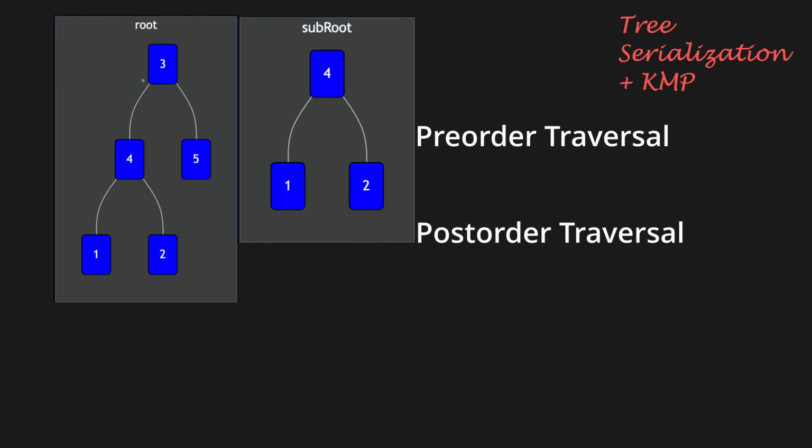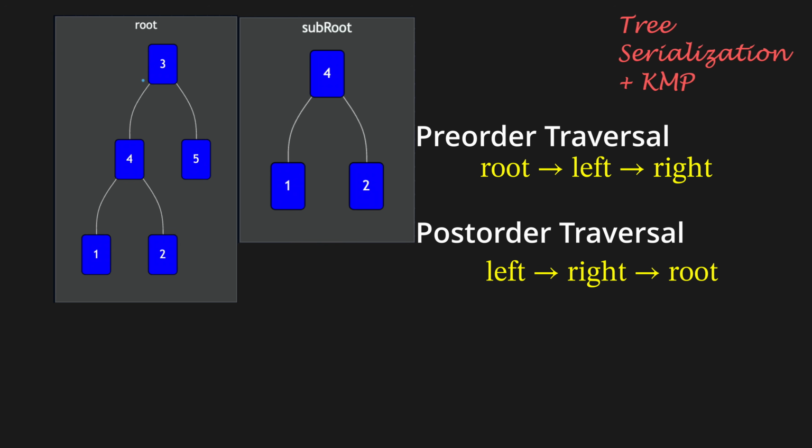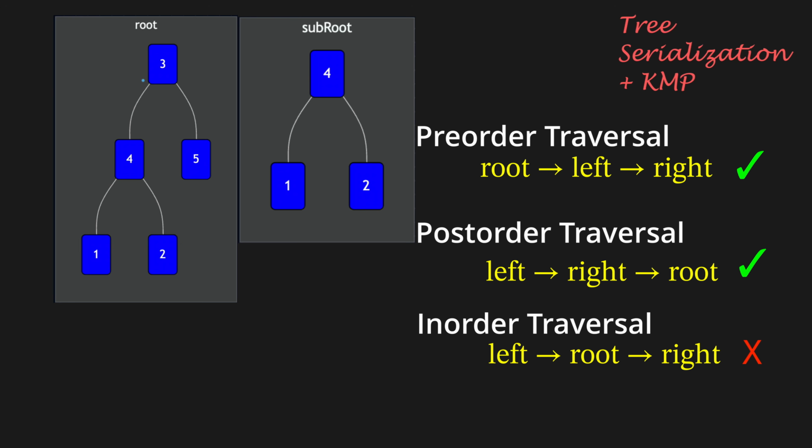Both of these traversals work because they keep the root's value at a fixed position relative to its children, which results in an unambiguous string. However, we cannot use in-order traversal here because the root's value is placed between its children and it can produce the same string for different tree structures, making it ambiguous.